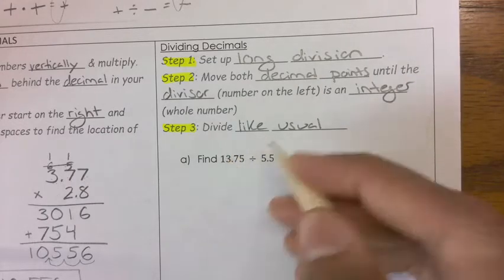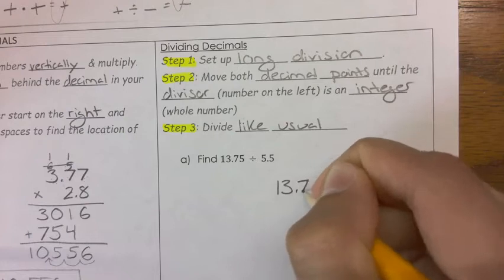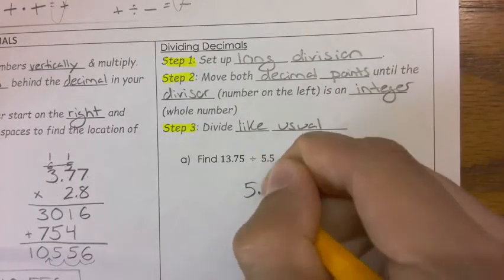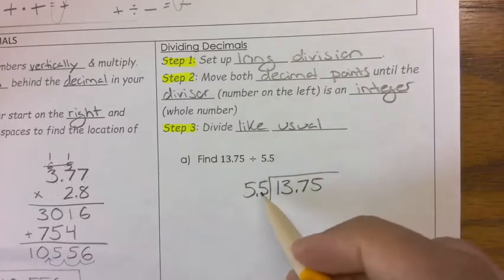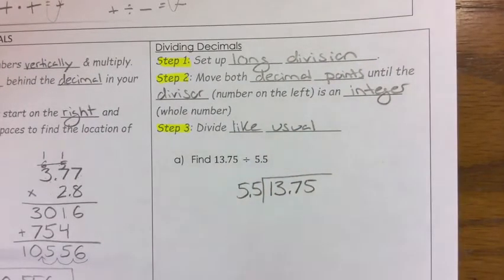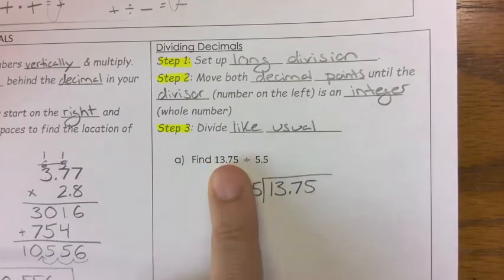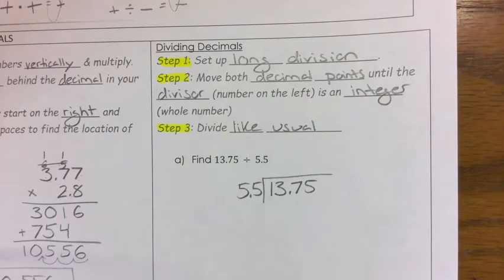We're doing 13.75 divided by 5.5. So we have 13.75. We want to divide it by 5.5. So the 5.5 is going to be on the outside of the divisor. Remember, what goes in the box is always the numerator or the first number that comes along in your problem.